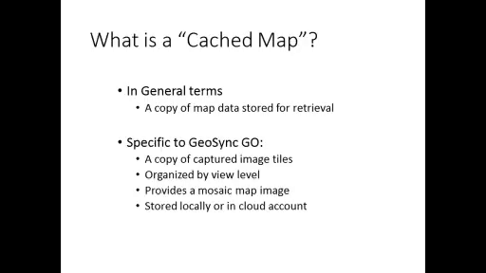So let's start off talking about a cache map. In general, a cache map is a copy of something stored for retrieval, in this case map data. Specific to GeoSyncGO, we will be capturing image tiles and storing them basically by view level. They'll be organized by zoom level, if you will. The cache maps in GeoSyncGO, as they're organized, will provide a mosaic map image. They're typically stored locally, or they can actually be stored in your cloud account.